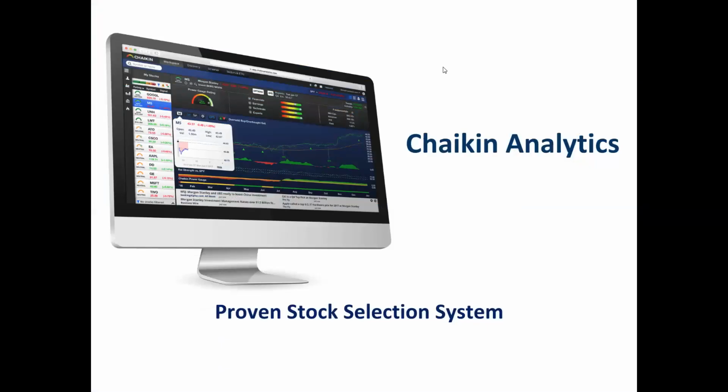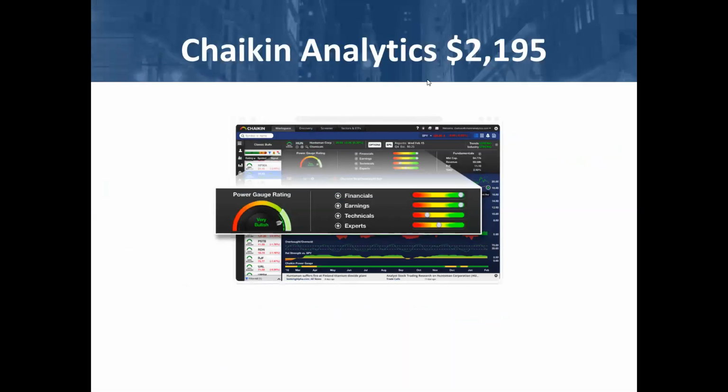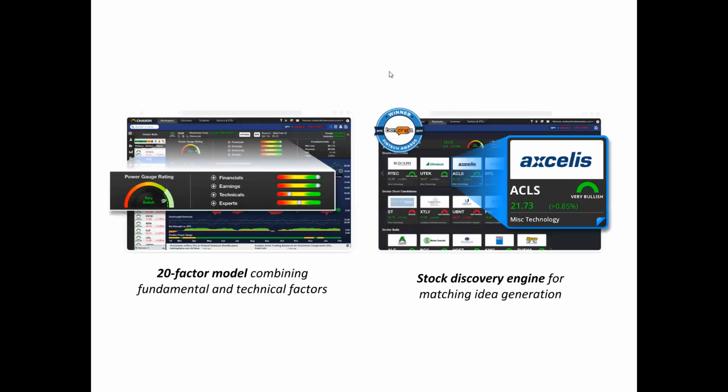So that is Chaikin Analytics. It's a proven stock selection platform that allows you to implement a reliable, repeatable process using done-for-you research. Now, Chaikin Analytics, an annual subscription is $21.95, and within that, you receive the 20-factor model, combining the fundamentals and the technicals. You get the discovery engine, which I just showed you, to help you identify other ideas based on the work you're doing. So you can identify Wendy's based off of your interest in Domino's Pizza.